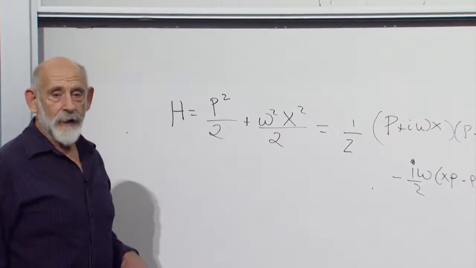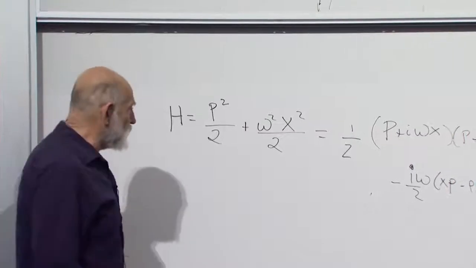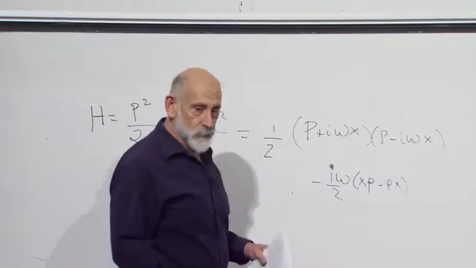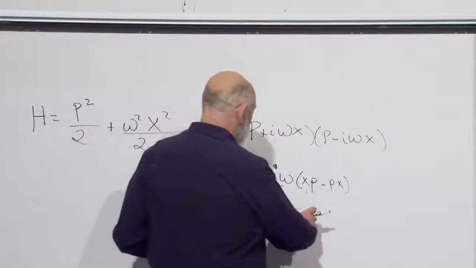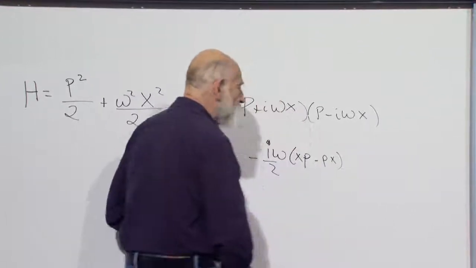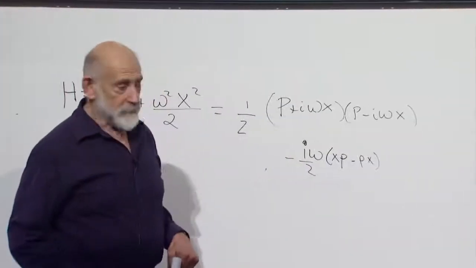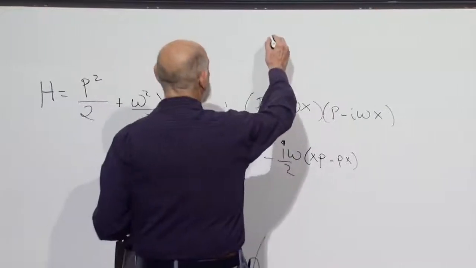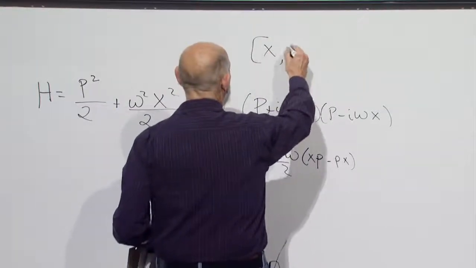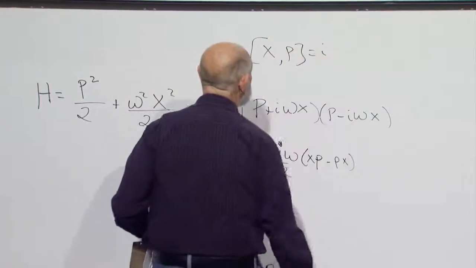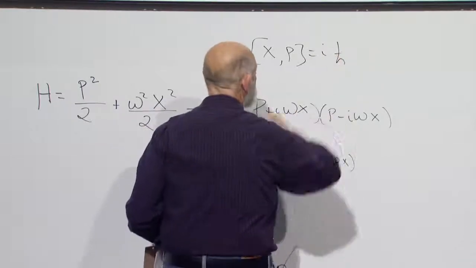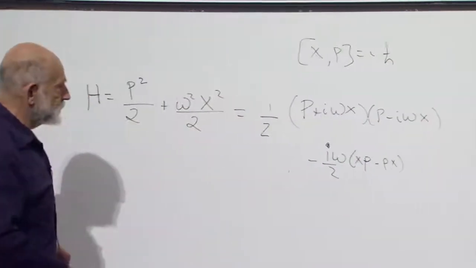I've dropped h bars all over the place. We'll put back the h bars later. Okay, xp minus px, that's i. Commutator of x with p equals i. Strictly i h bar if I wanted to keep the h bar.